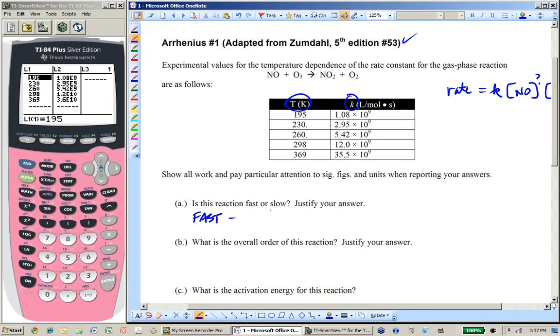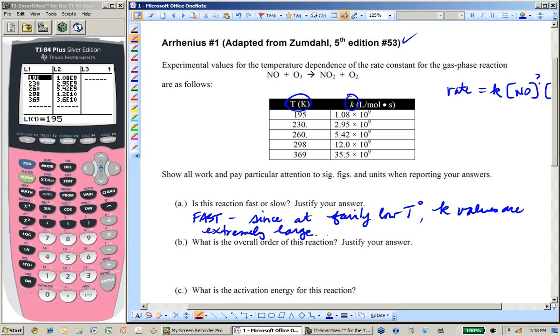Fast. Justify your answer. I want you to justify it two ways, by temperature and by K. In other words, I want you to use all the data that they've given you. Since at fairly low temperatures, K values are extremely large. I would even say the word huge is in order.